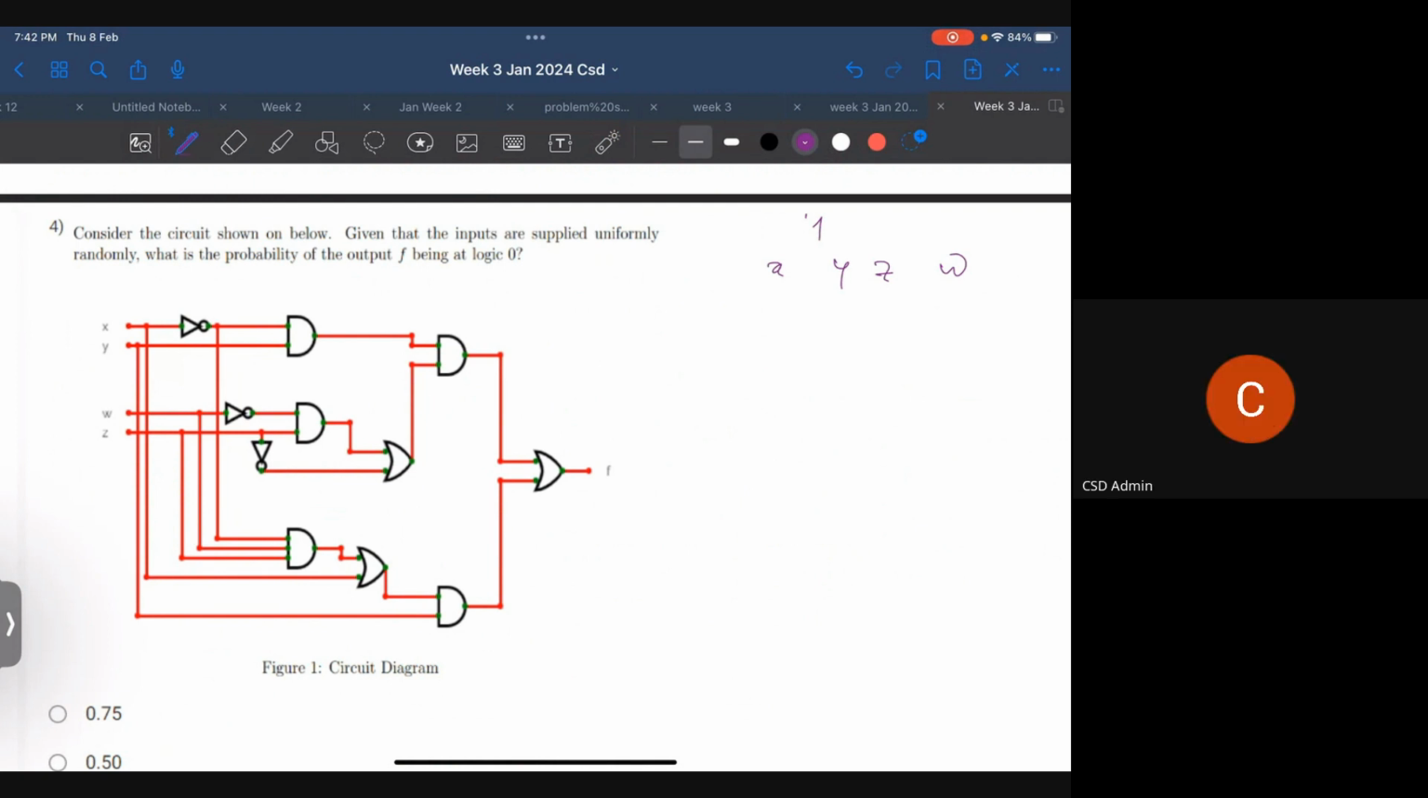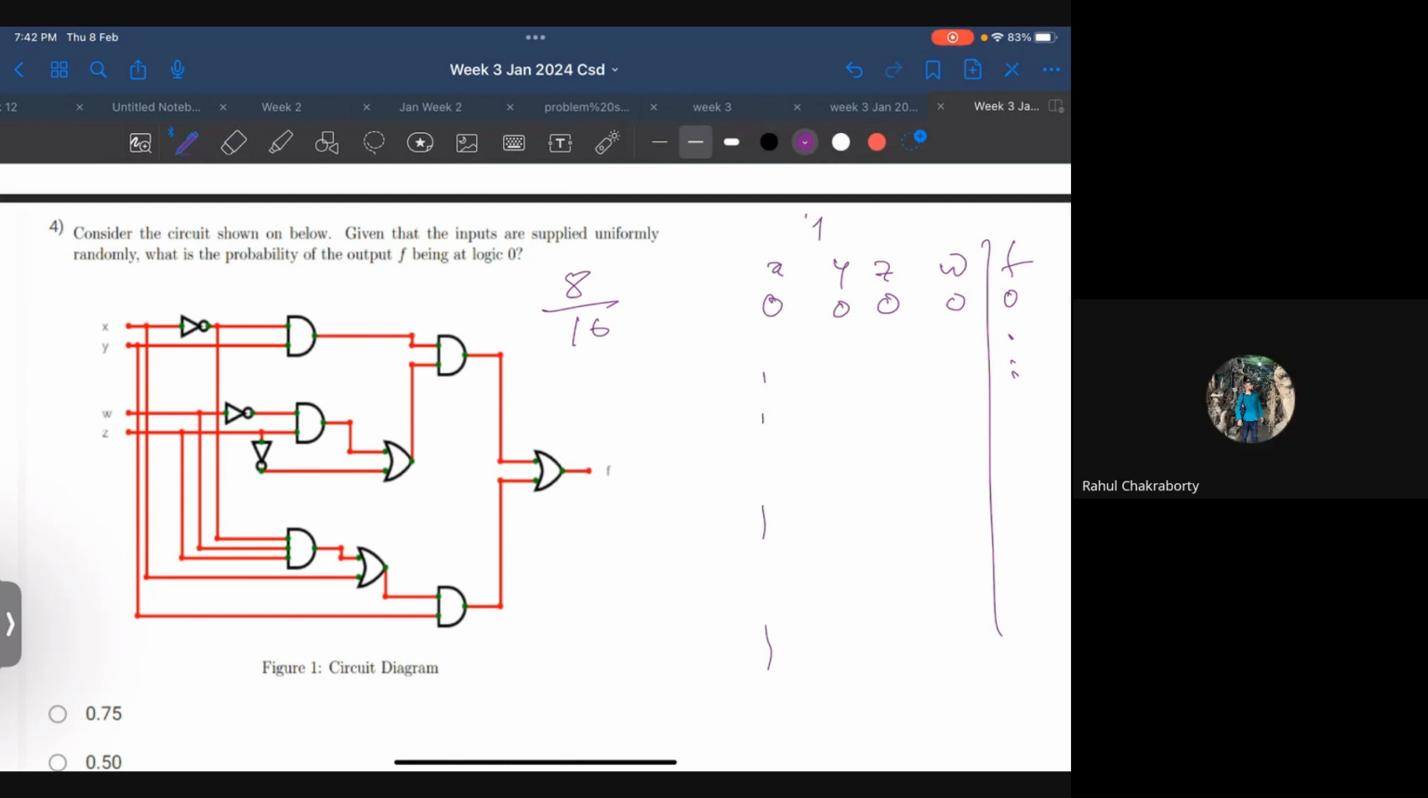So out of 16, how many outputs are 0? In the truth table for all these 16 rows, wherever f is 0, that you have to count. Suppose there are 8 inputs giving 0. Then what will be the probability? 8 by 16, so it will be 0.5, right?